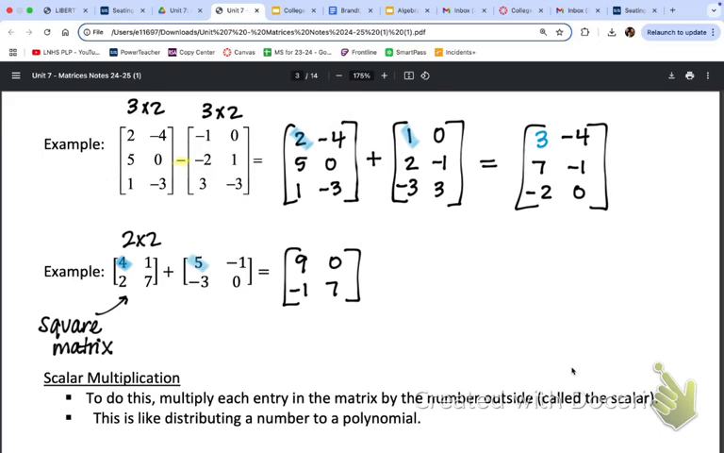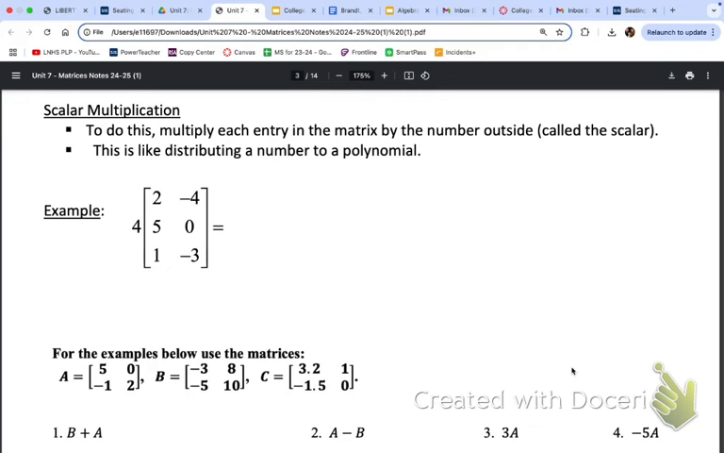There you go. Okay, everything gets multiplied by 4. You should have this.